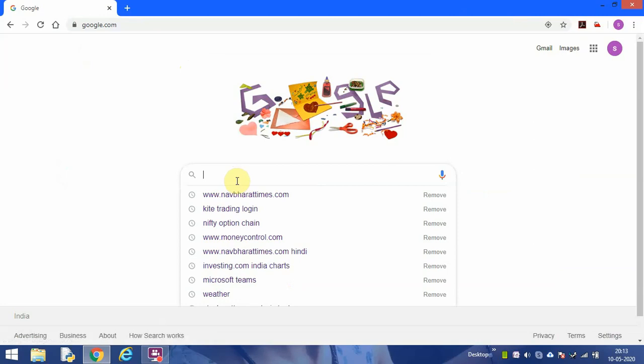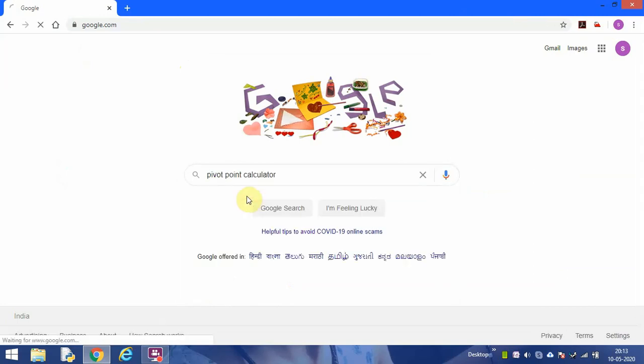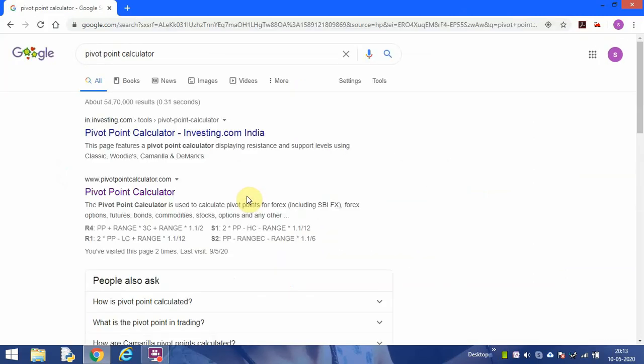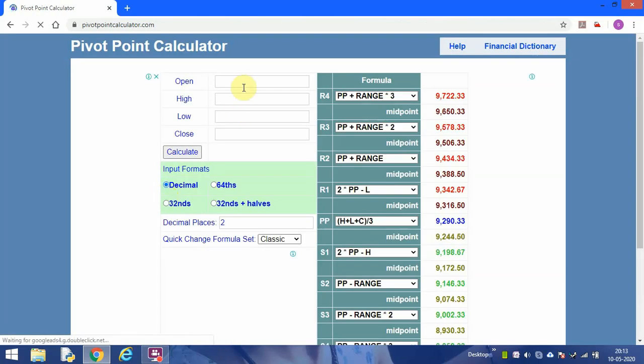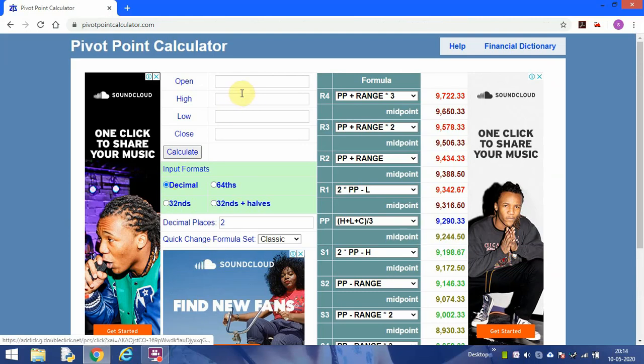Next, I will go to the pivot point calculator. How to calculate pivot point? Just go here, pivotpointcalculator.com. This is the website, and you have to put here open, high, low, close.